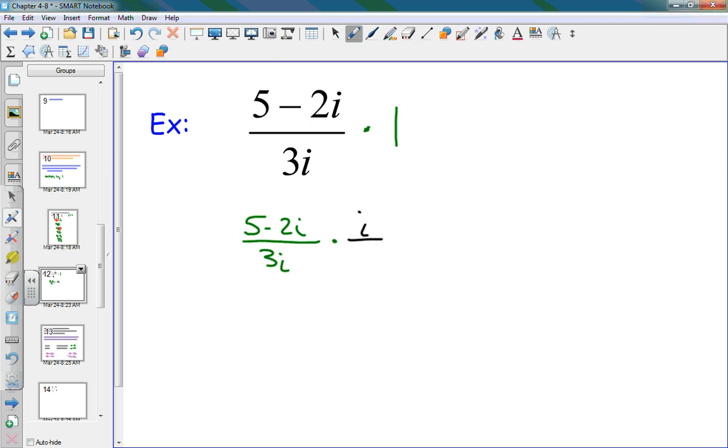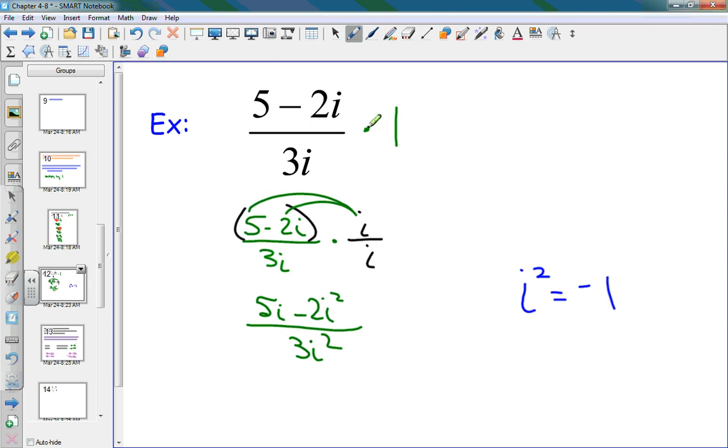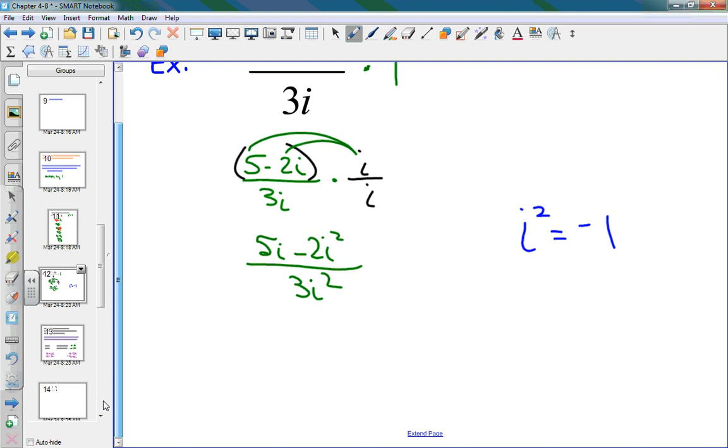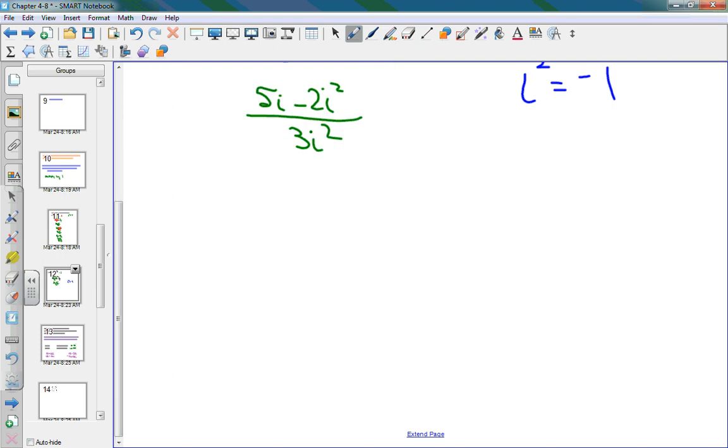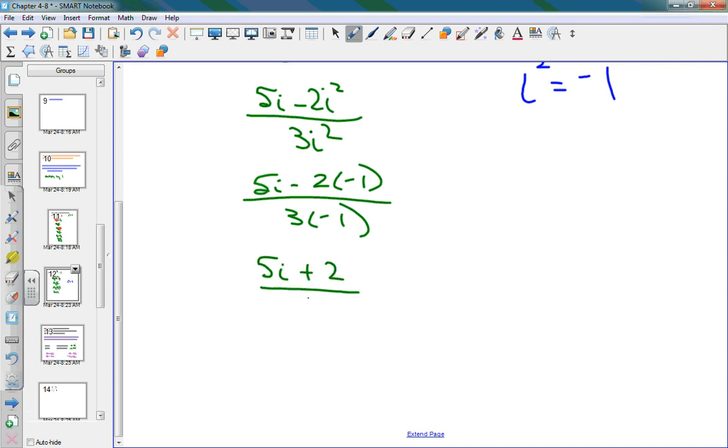If you said i over i, you're perfectly correct, because I'm now going to put parentheses around the top and distribute to give me 5i minus 2i squared over 3i squared. Again, what is i squared equal to? i squared is equal to negative 1. Remember I said if you get nothing from this today, understand that. To give me 5i minus 2 times negative 1 over 3 times negative 1. And this is going to give me 5i plus 2 over negative 3.